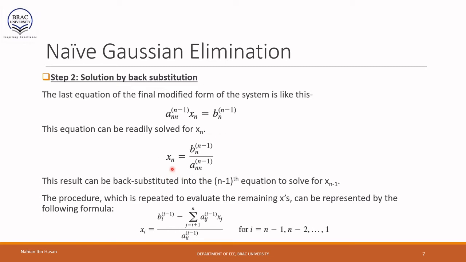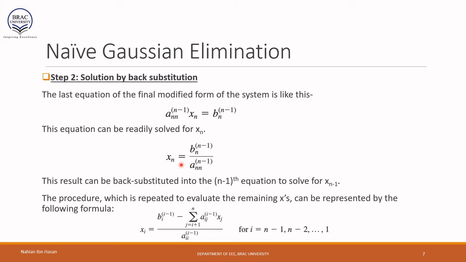Once we get the value of xn, we will substitute this xn value in the n minus 1th equation in the upper triangular matrix. In the upper triangular matrix, the n minus 1th equation has two unknowns. Those unknowns are xn and xn minus 1.